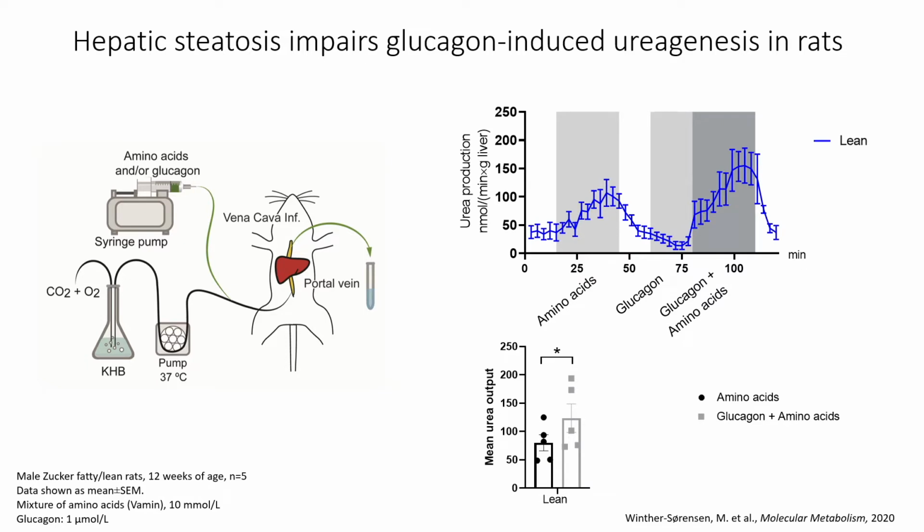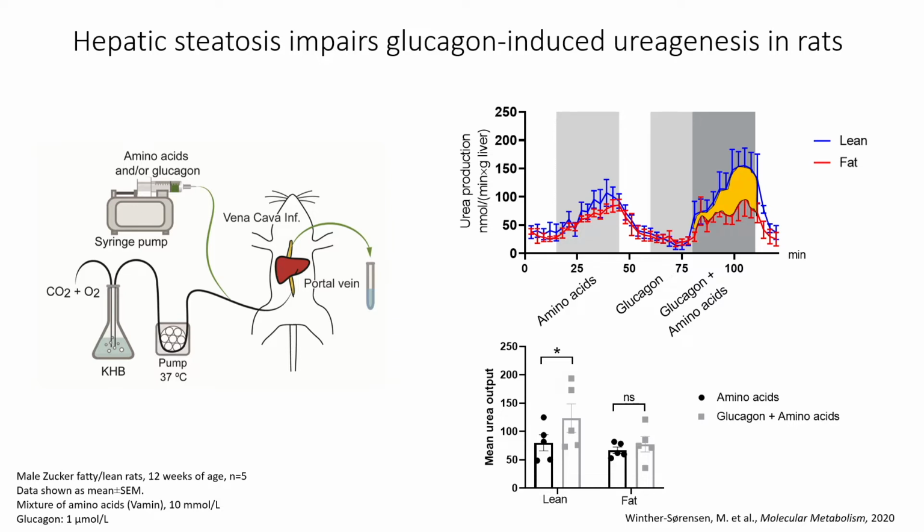In the lean rats, as expected, there's a production of urea when we infuse with a mixture of amino acids. And glucagon alone does not alter urea production, but when we gave glucagon together with the amino acids, we saw a synergistic effect and significantly increased urea production. In the fatty rats with hepatic steatosis, we got similar urea production in response to amino acids, but importantly, there was no additional effect of glucagon, suggesting that these rats are glucagon resistant.